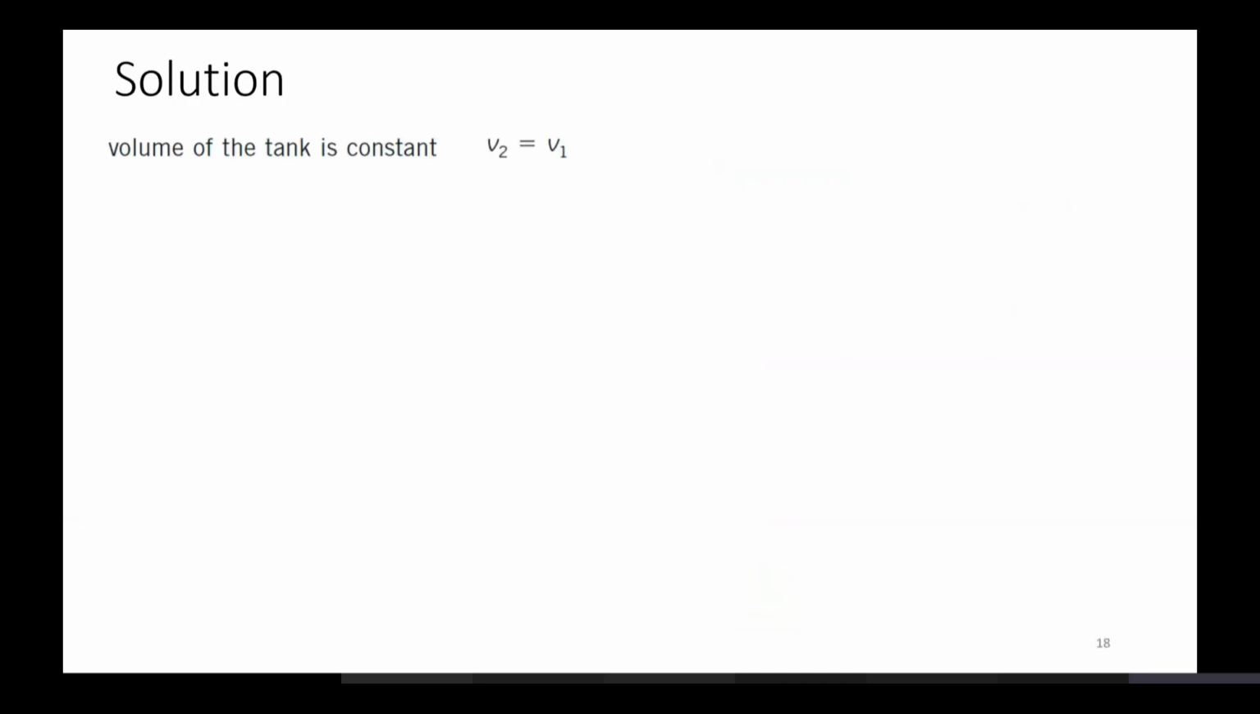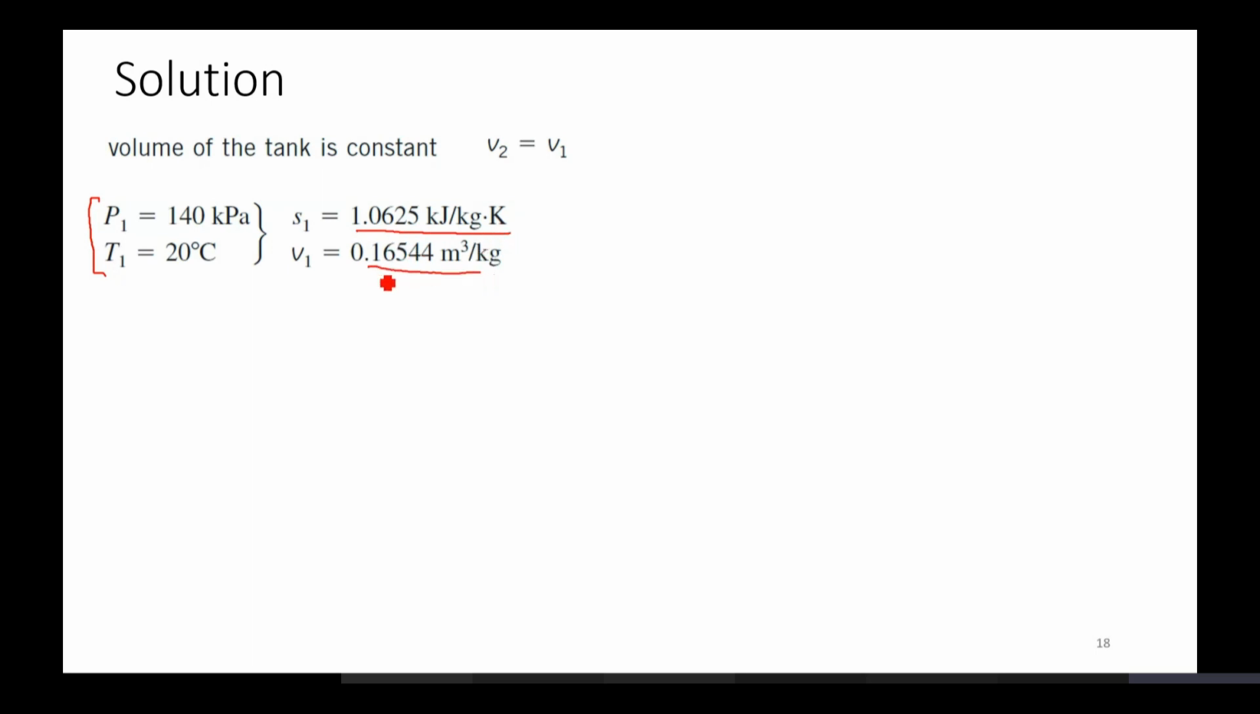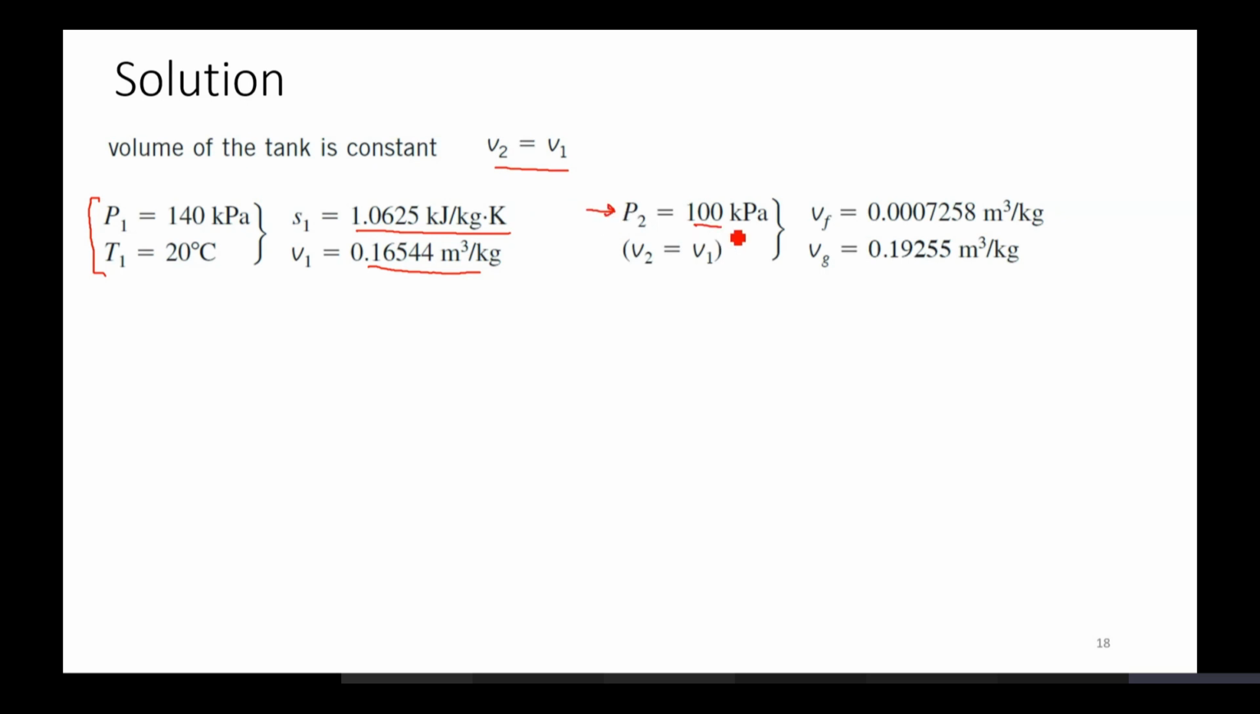You have specific volume v2 equals v1. So at the initial condition, P1 and T1, you find out the corresponding entropy and also the specific volume. Since the specific volume at state 2 remains the same as that of state 1, you say that the second property is P2, which is 100 kilopascal given in the statement, and v2 equals v1. This is the second state.